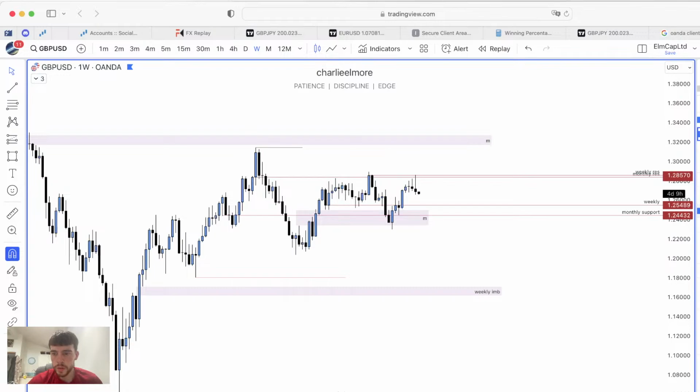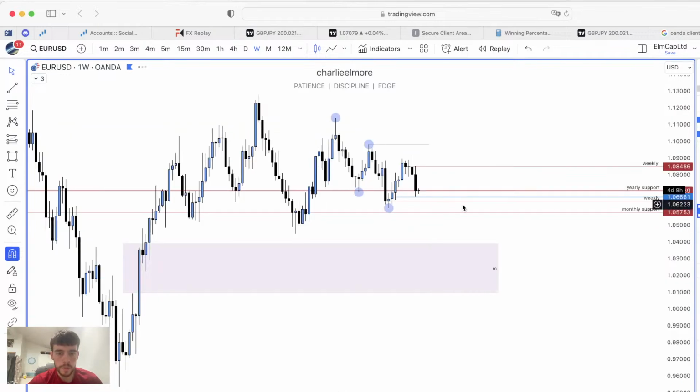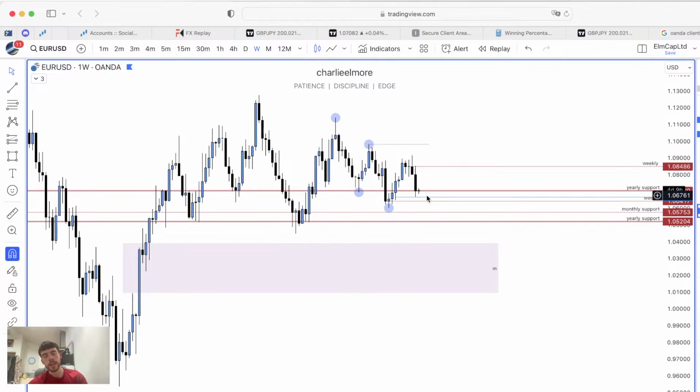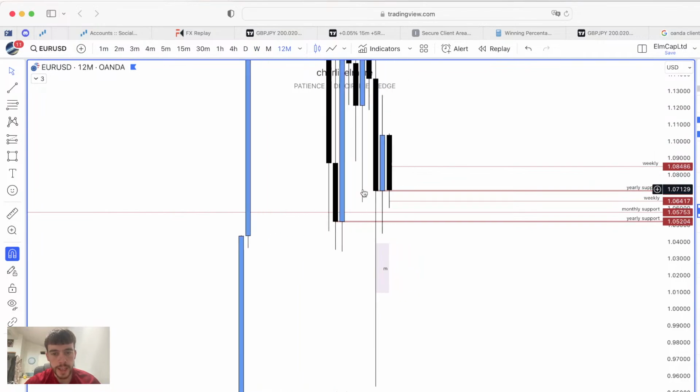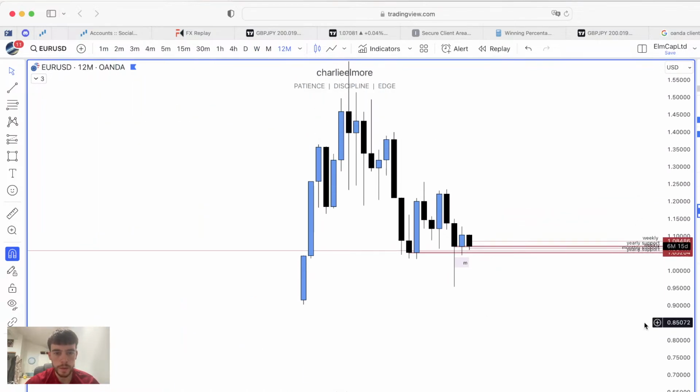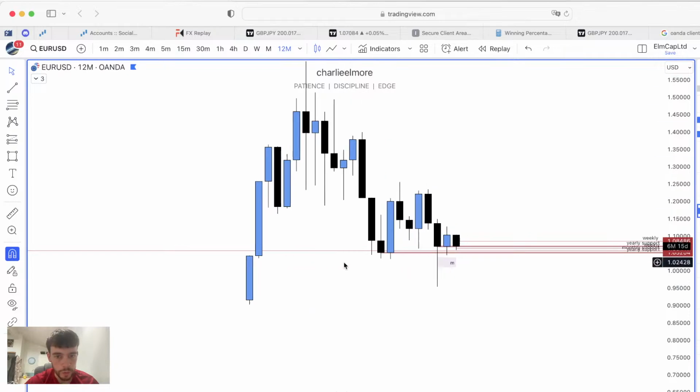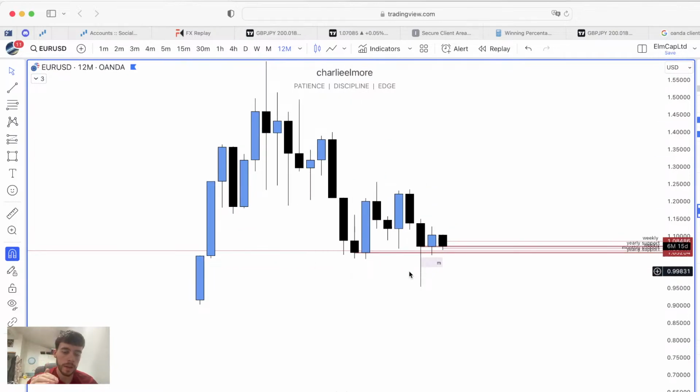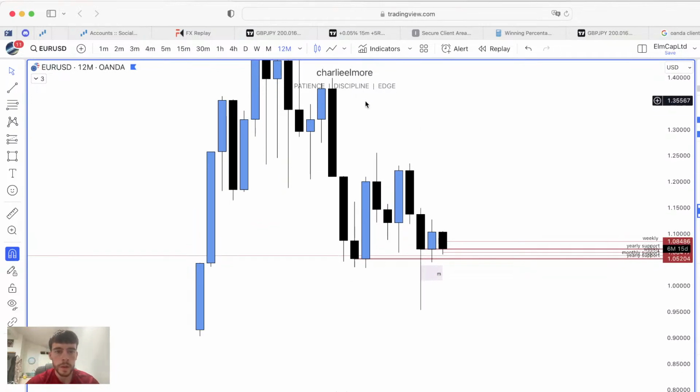Let's just touch on to euro dollar. So euro dollar has actually wicked back into this yearly support. So just to recap, on the yearly time frame, on the 12-month, this is on the Oanda chart. I'm aware that euro dollar goes further back, but I prefer how the Oanda candles print, because we get solid bodies next to each other. Sometimes on FXCM and other brokers, they're a bit everywhere.